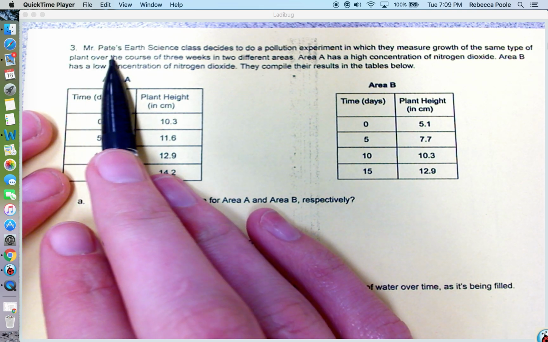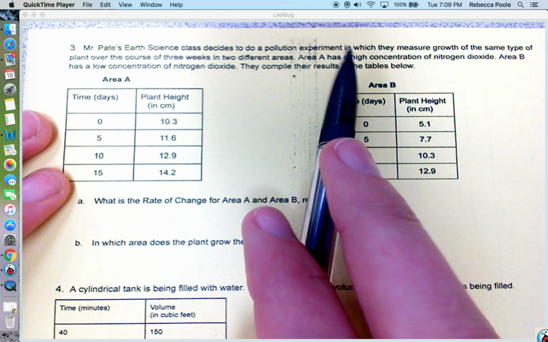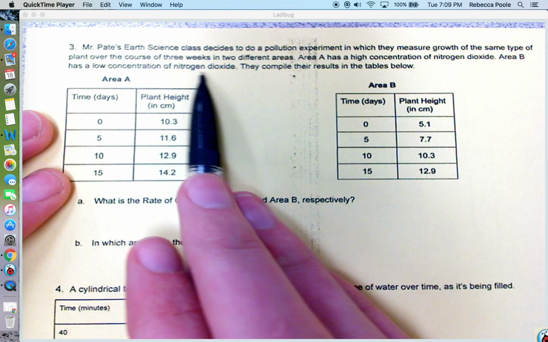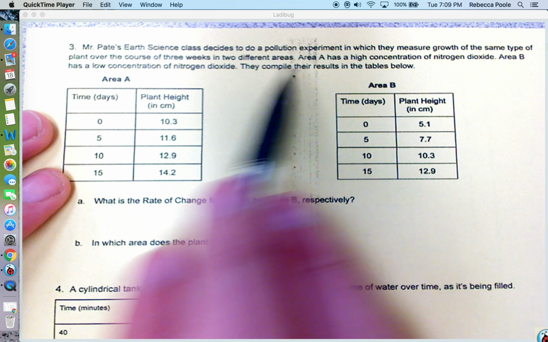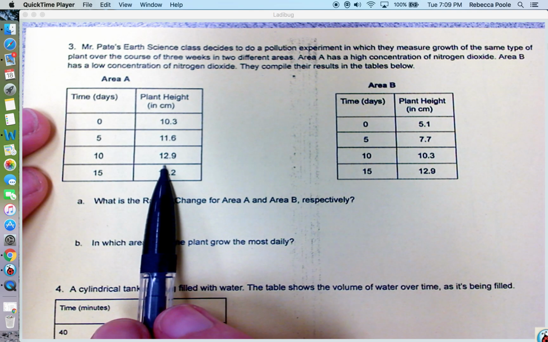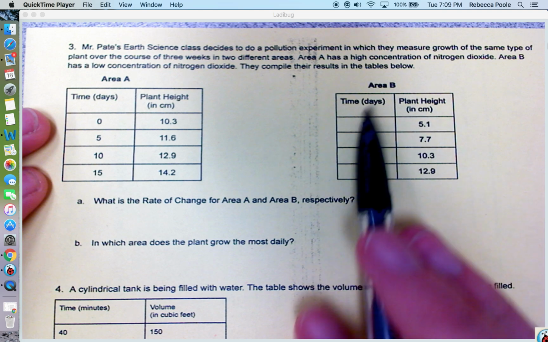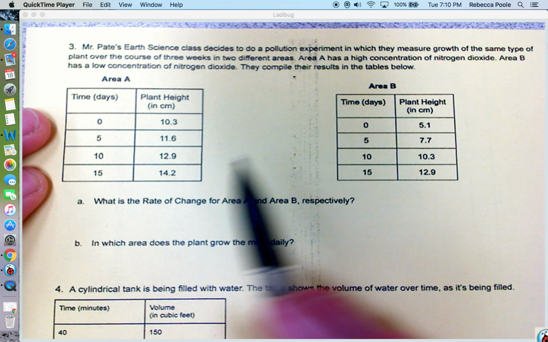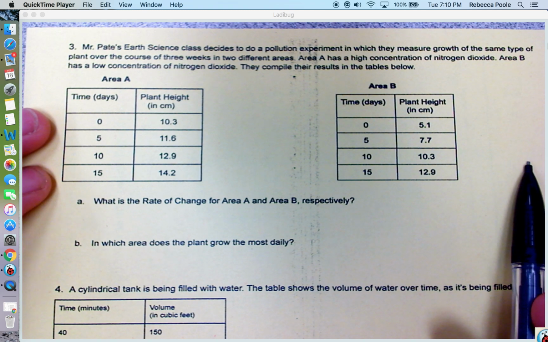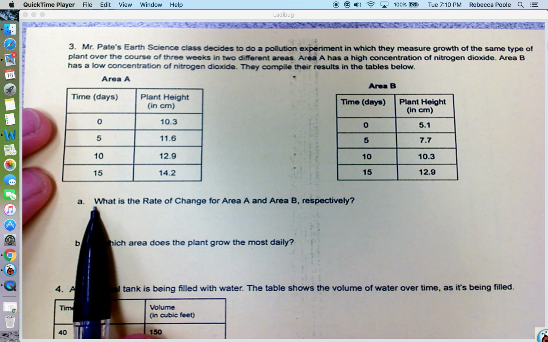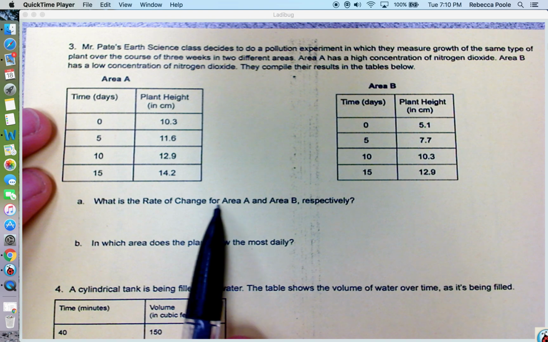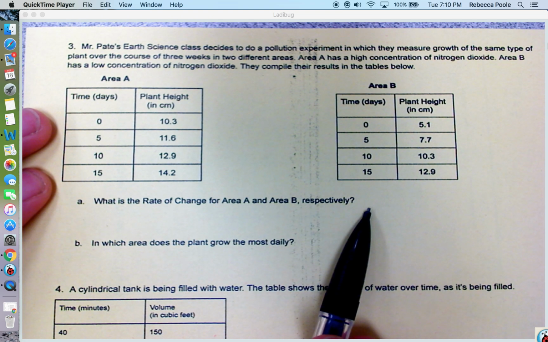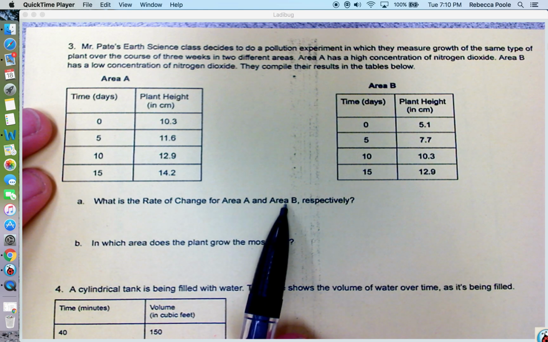For number 3, it says Mr. Pate's Earth Science class decides to do an experiment in which they measure the growth of a plant in 2 different areas. Area A is where one of the plants is, and area B is where they put the same type of plant. Do you guys notice how the data points are different because they're doing an experiment on pollution? Question A says, what is the rate of change for area A and area B respectively? Respectively just means you need to find them both, okay?